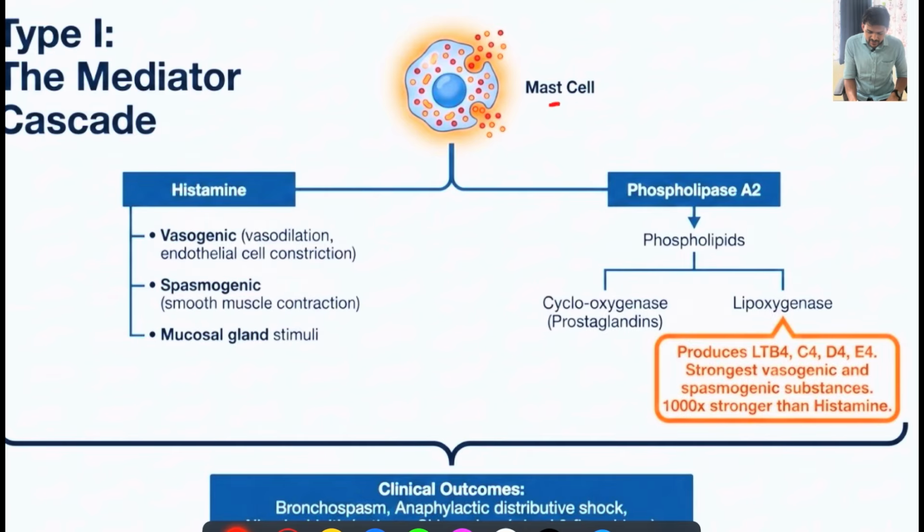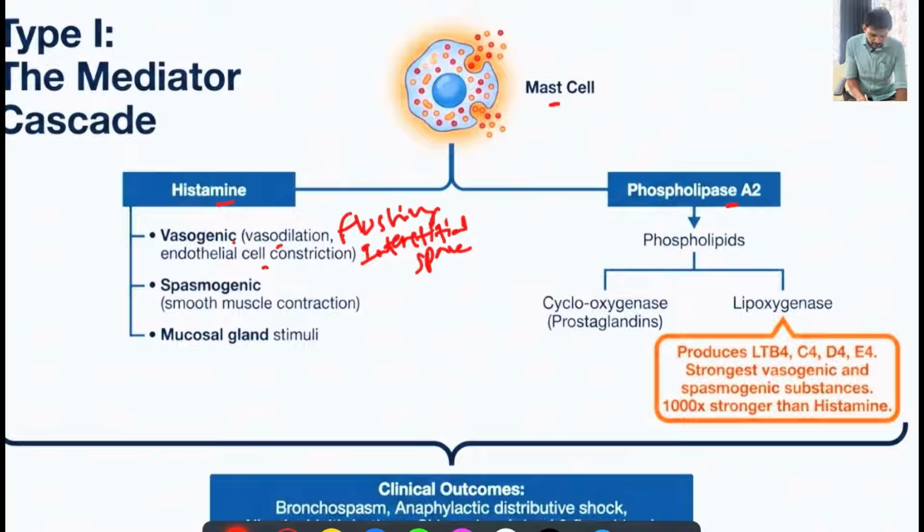Now, once the mast cells are activated, they will release a few chemicals, for example histamine and phospholipase A2. Histamine is vasogenic. It will cause vasodilation and endothelial cell constriction. So what will this lead to? There will be flushing and leakage of fluid from the capillaries into the interstitial space. These are the results of vasodilation by histamine.